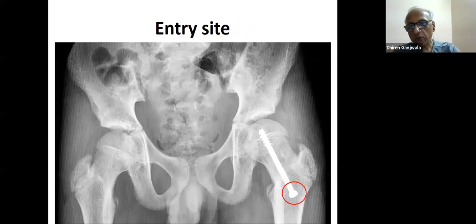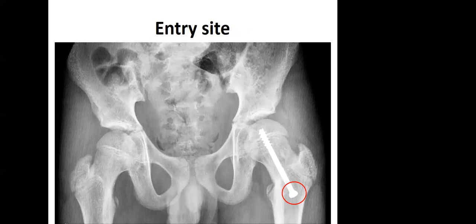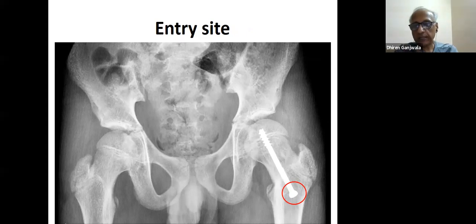Now the question is, what do you think about the entry site? It looks like ideally the head of the screw should be at the lateral border. Why is it in the bone? The entry is anterior, sir, so it looks overlapped. Yes, very good. What you said is right. The entry is from the anterior side, and that's why it appears like the screw is in the bone. It's not in the bone, it is outside, but it's on the anterior aspect.